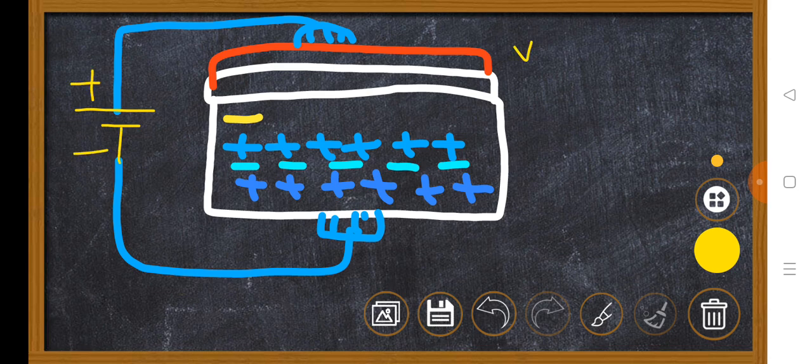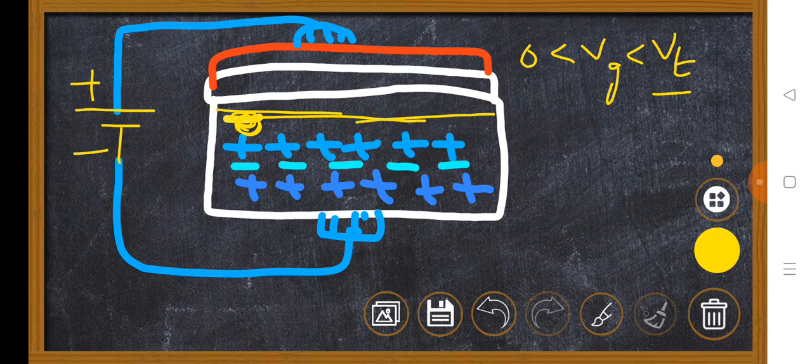Don't forget, Vg is greater than 0, but it is not sufficient to pull these electrons upward. That is, it is less than the threshold voltage. Therefore, what will happen here? This space will become empty. Sorry, there are no charge carriers in this space. Is it understood? These electrons will try to come upward, but they won't reach their destination.